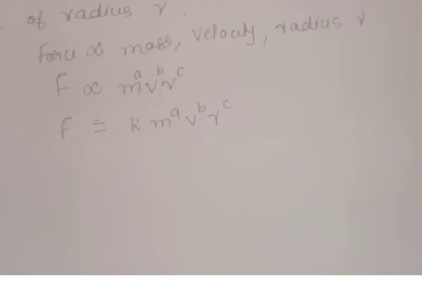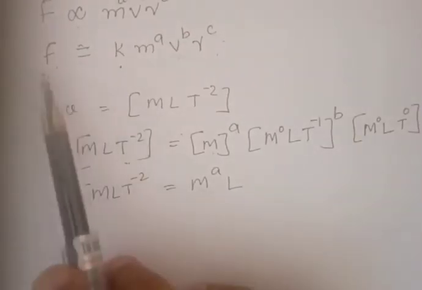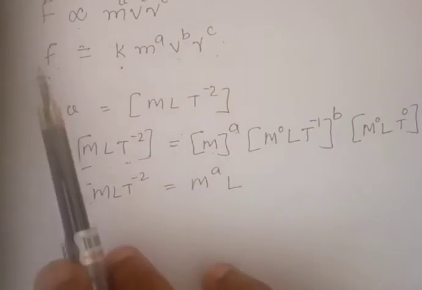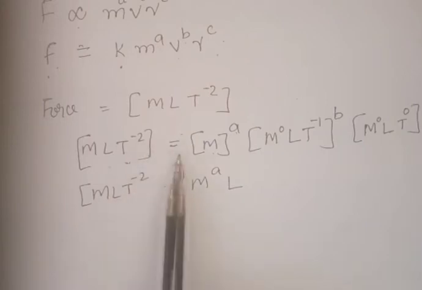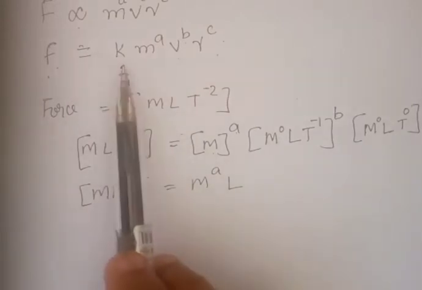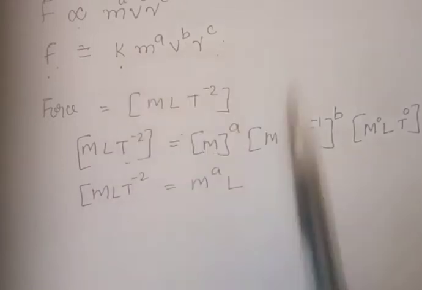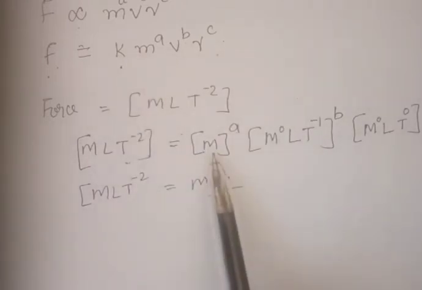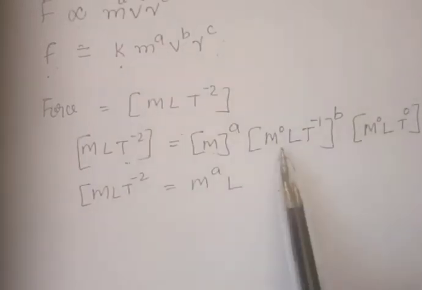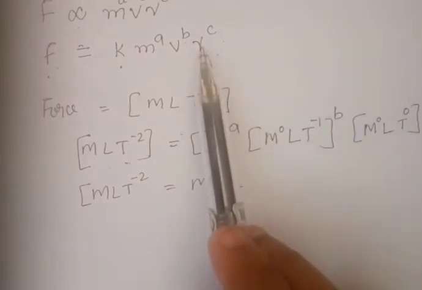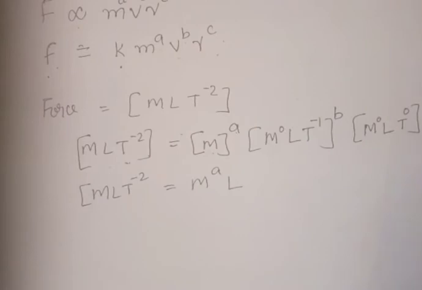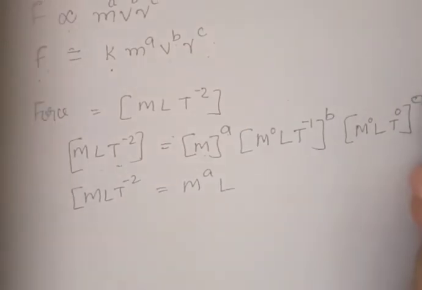Then what's the next step? You have to find out the dimensions of F, and equate the dimensions on the LHS and RHS. The dimension of force is M L T raised to minus 2. k is a dimensionless constant, so it has no dimension. Mass has dimension only M, so M raised to a. Velocity is M0 L T raised to minus 1, raised to b. Then r has dimension length, so M0 L T0, raised to c.